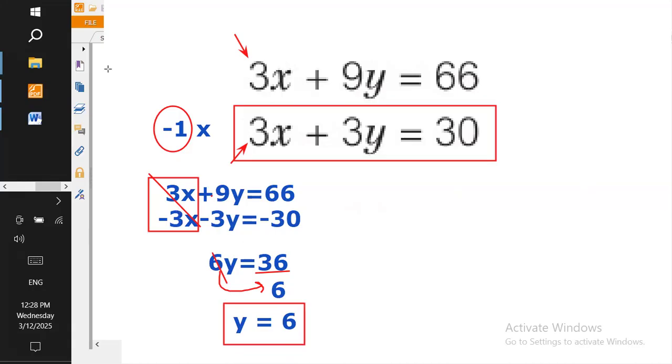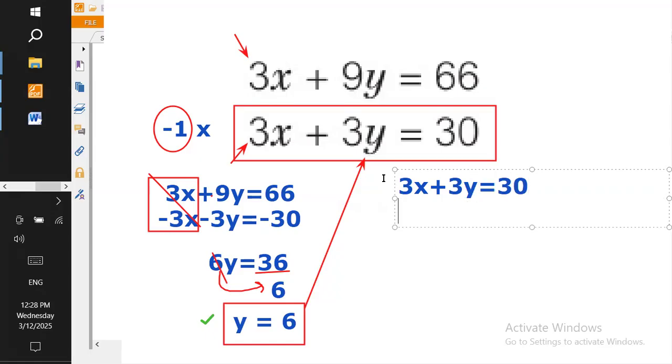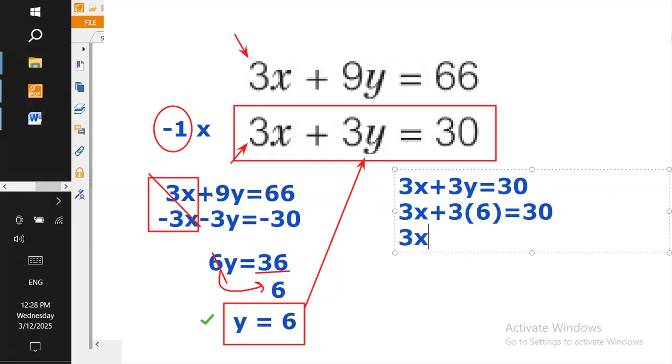Now, after finding the value of y, I'm going to take it and substitute it in one of the equations to find the value of x. I can use this one or this one. Same idea. Let's use the second one. So here I have 3x plus 3y equals 30. Now, I already know the y. So 3x plus 3, when I remove the y, I put a bracket and I put the value inside the bracket and then equals 30. So 3x plus 18, which is this times this, equals 30.